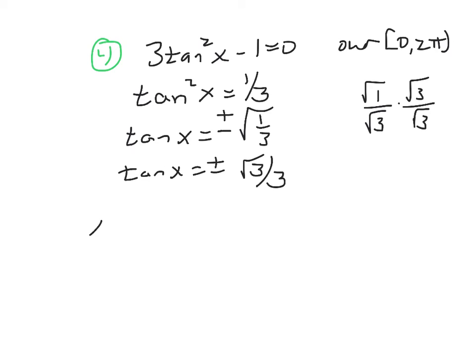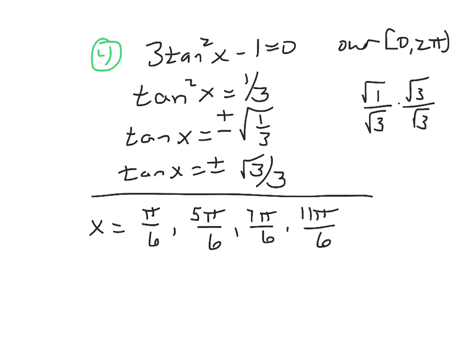So with your trig table in front of you, you're going to scan down your tangent column and find where does tangent equal plus or minus radical 3, and that's going to happen at pi over 6. That's going to happen at 5 pi over 6. That's going to happen at 7 pi over 6, and that's going to happen at 11 pi over 6. And that would be your whole set of answers for that question. Okay, so there you have it. That's what you guys are going to see on tonight's homework.